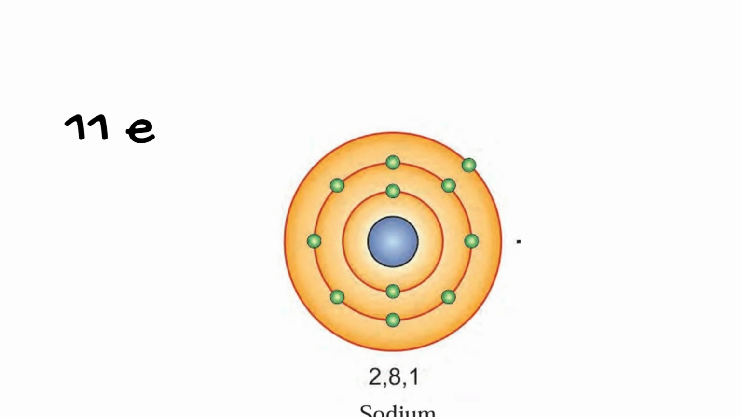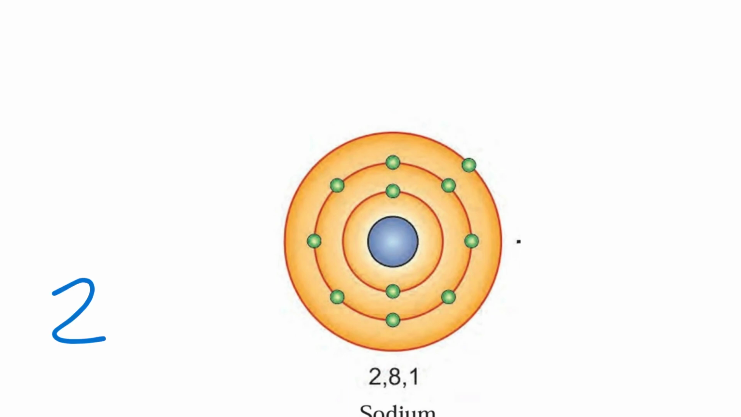K can accommodate only 2 electrons. First 2 electrons will be filled in the K shell. How many electrons are left? 9 electrons are left, total 11 electrons. 2 will be accommodated in the first shell, the K shell.